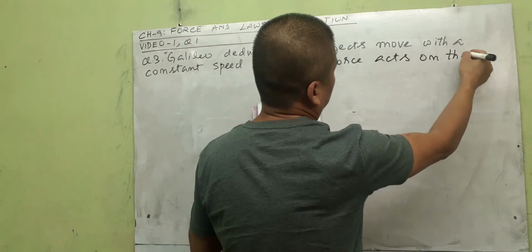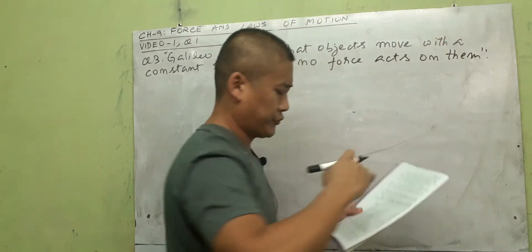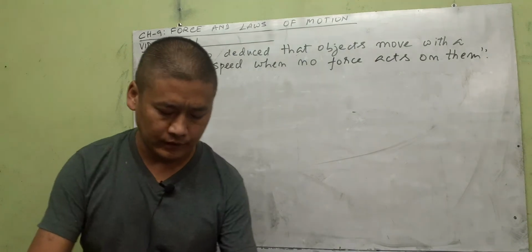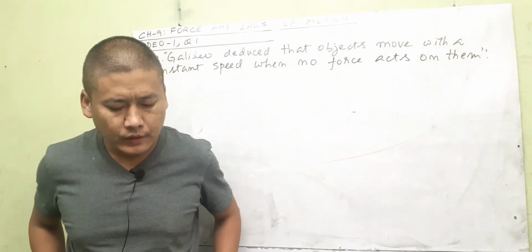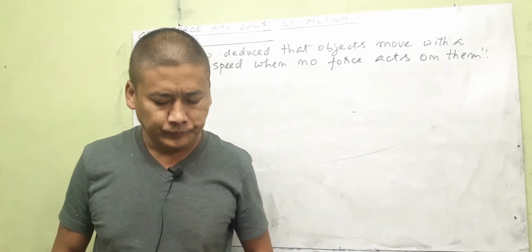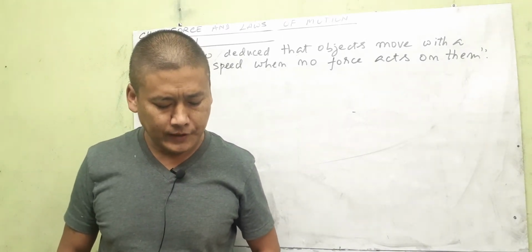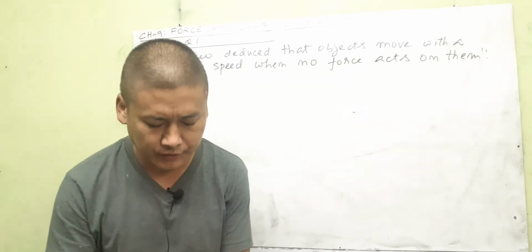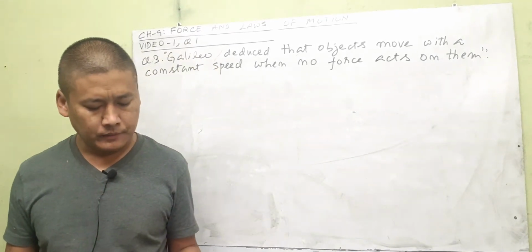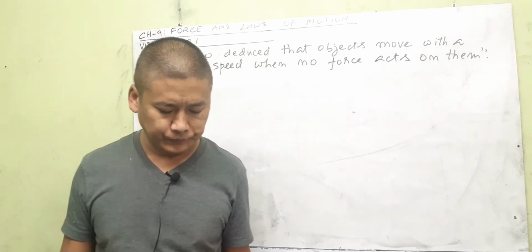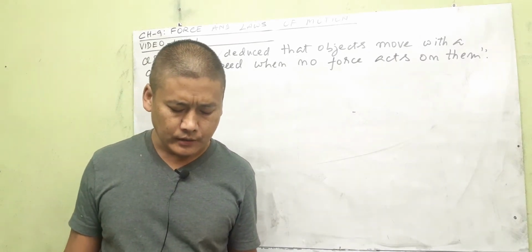So we're going to see this with an experiment. Let me read through it once so that we can explain after that. Now you go there in your tuition note, page 107. Galileo deduced that objects move with a constant speed when no force acts on them. In order to show this, what did he do? Let us see. He observed that when a marble rolls down an inclined plane, its velocity increases and its velocity decreases as it climbs up.